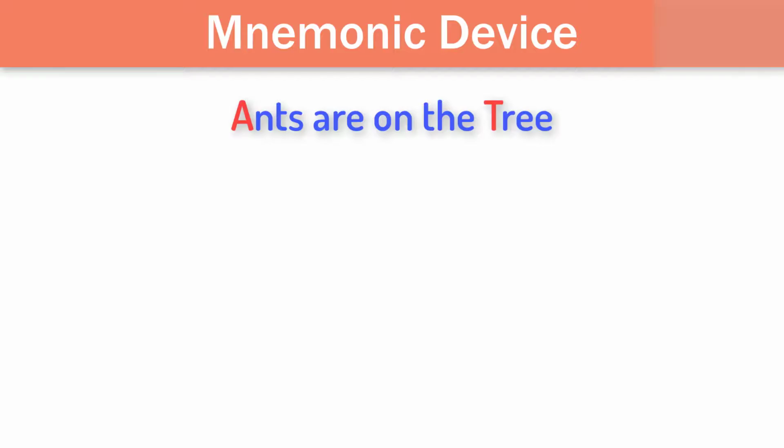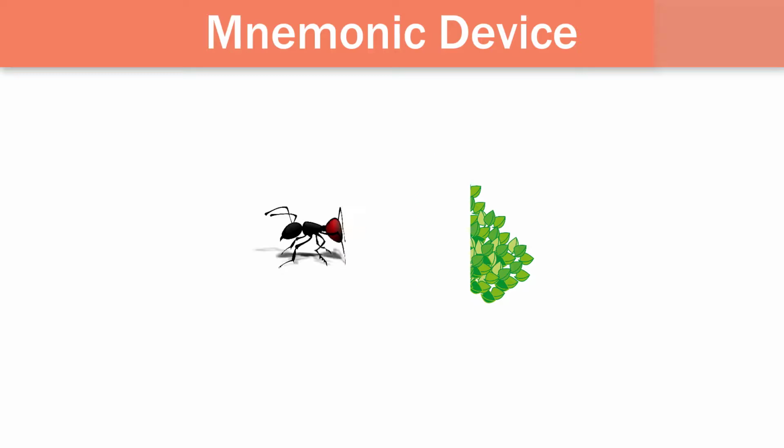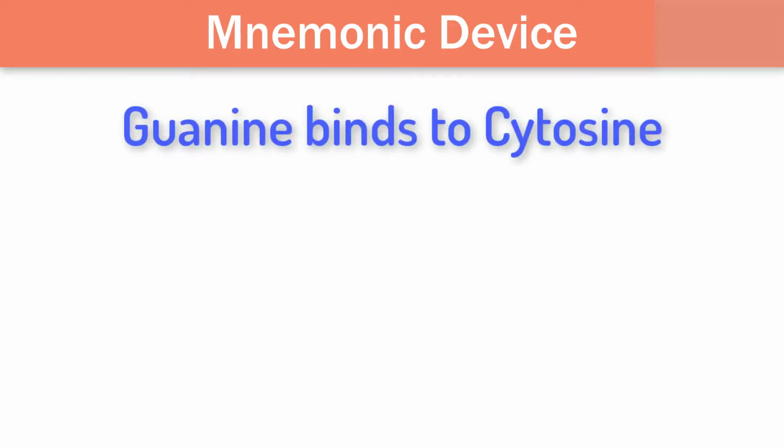The mnemonic device to remember A binds to T is ants are on the tree. So A binds to T. Yes. And guanine binds to cytosine with a triple bond. Again, this one is a weak hydrogen bond. So we can represent this as G triple bond C. Or we can write this as C triple bond G.